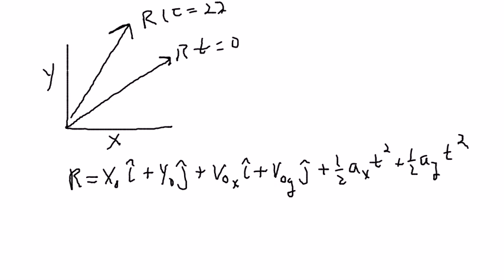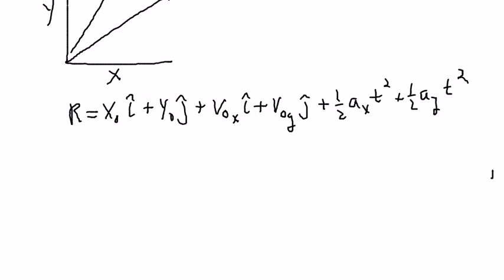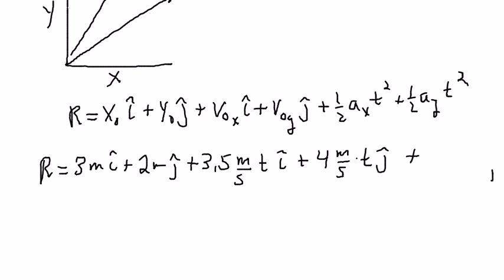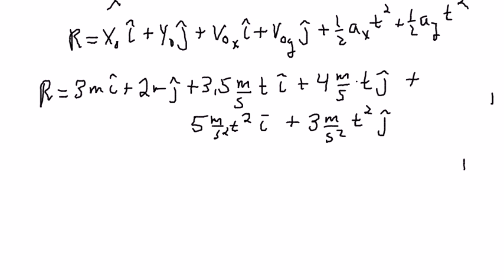So for example, if I had a vector that said r is equal to 3 meters i hat plus 2 meters j hat plus 3.5 meters per second times t i hat plus 4 meters per second times t j hat plus 5 meters per second squared t squared i hat plus 3 meters per second squared t squared j hat, I could begin to assign numbers to all of this.